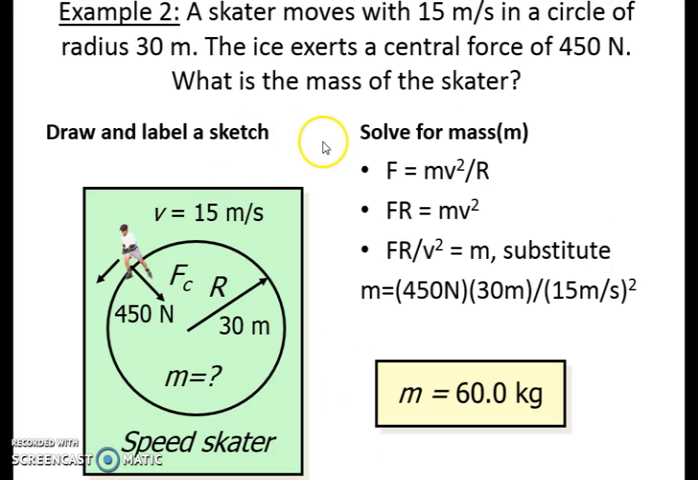Example 2. A skater moves with 15 meters per second in a circle of radius 30 meters. The ice exerts a central force of 450 newtons, so what is the mass of the skater? So to solve this, we know that force is mv squared over r, and so we multiply F times r, and it gives mv squared, and we're looking for m, so we have to divide by v squared. So using our numbers, we have mass equals 450 newtons times 30 meters over 15 squared, and that gives us 60 kilograms.